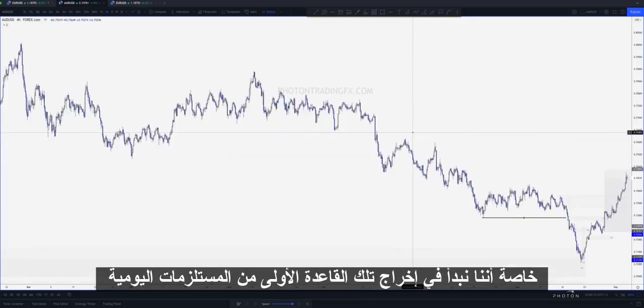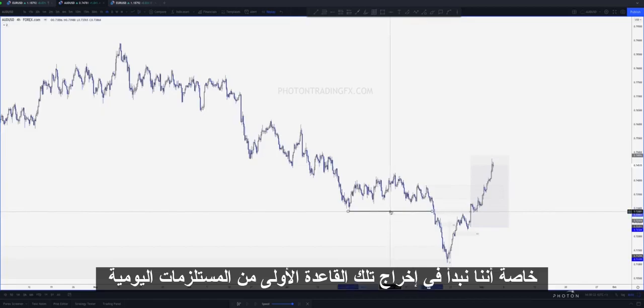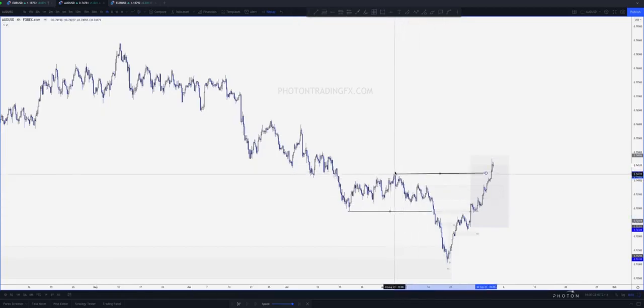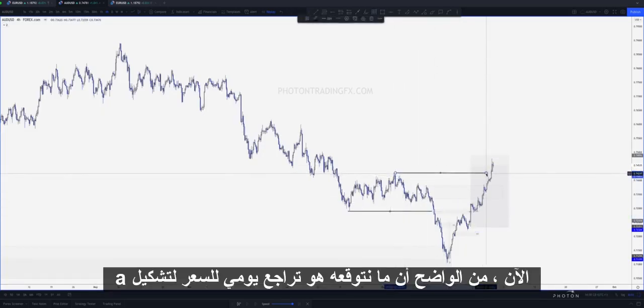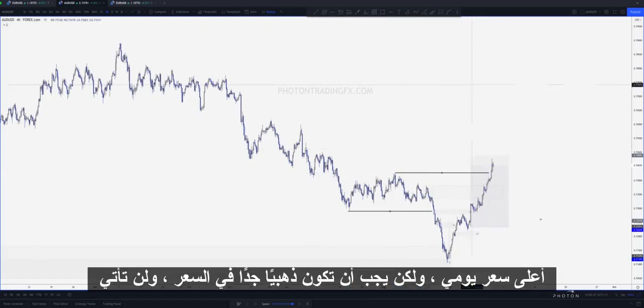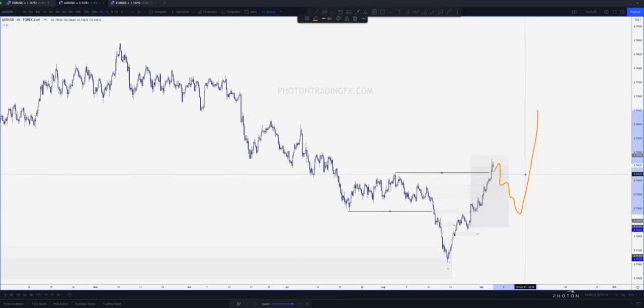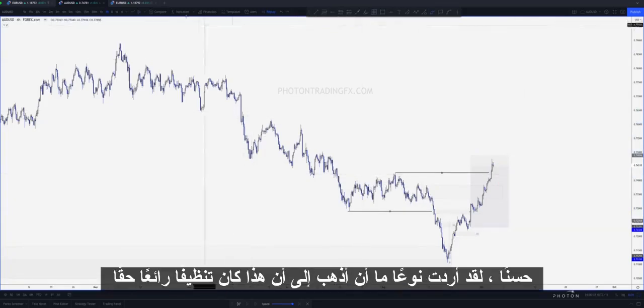Especially when we start to take out that first real daily supply zone, and now we've had a daily higher high. Now obviously what we expect is a daily pullback for price to form a daily higher low, but you should be pretty golden in price not coming much further than that and continuing, so on and so forth. So yeah, I just wanted to go over that.